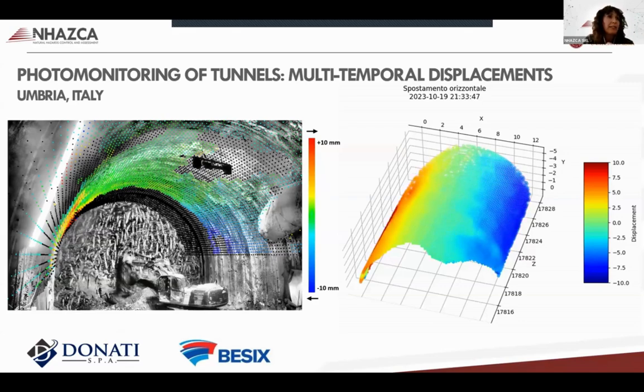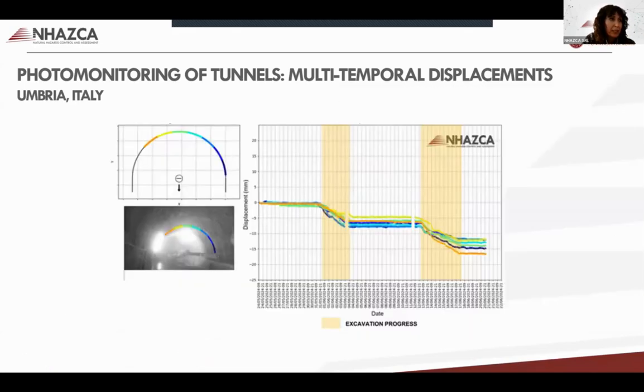The images are acquired, and we can see, for example, here in this graph, the displacement of different sections of the tunnel, and the highlighted periods are those related to the excavation front advancement, in which we actually see a displacement.